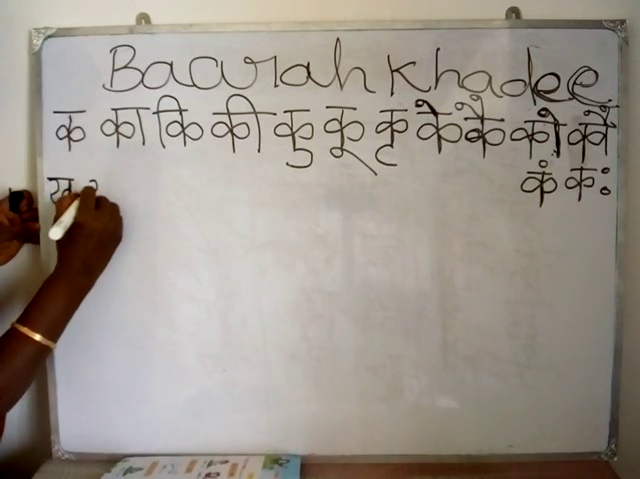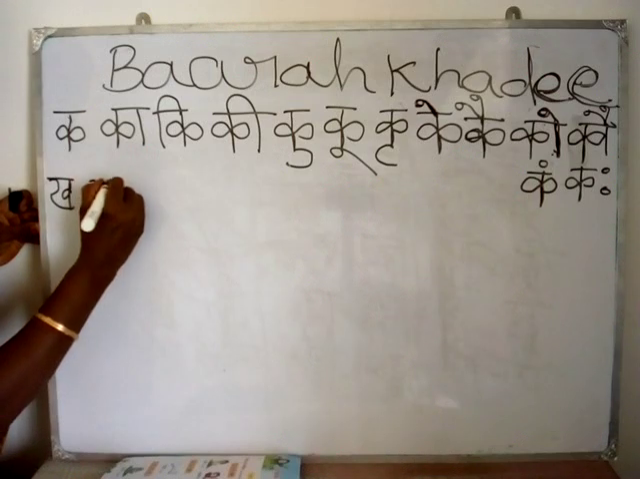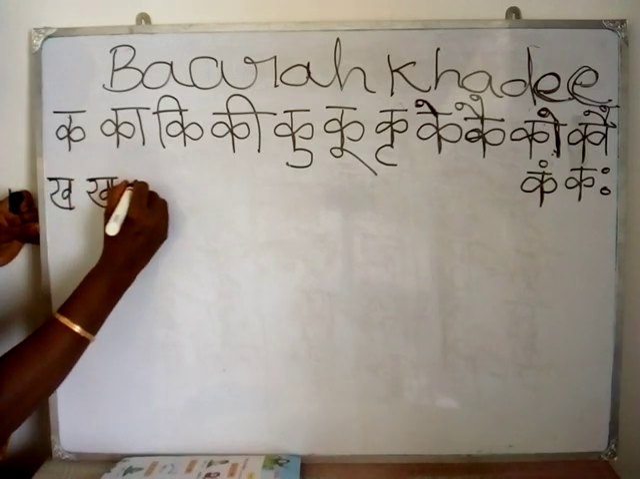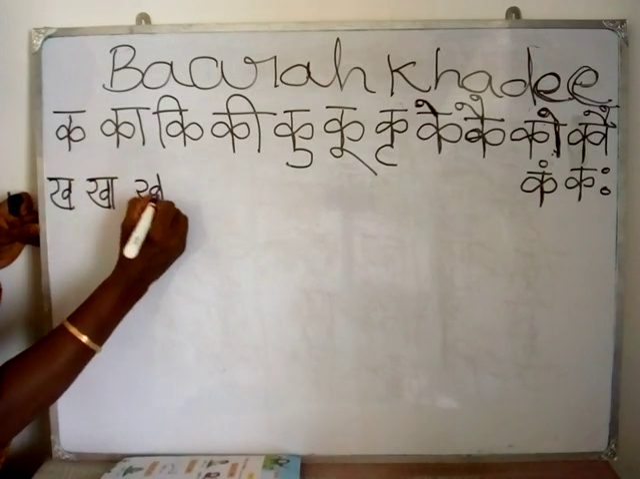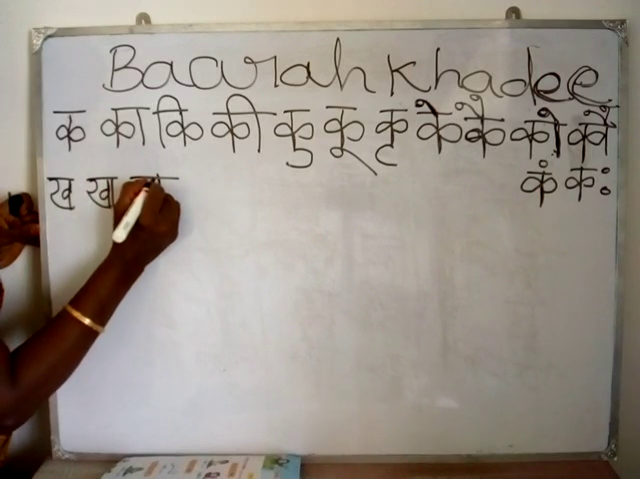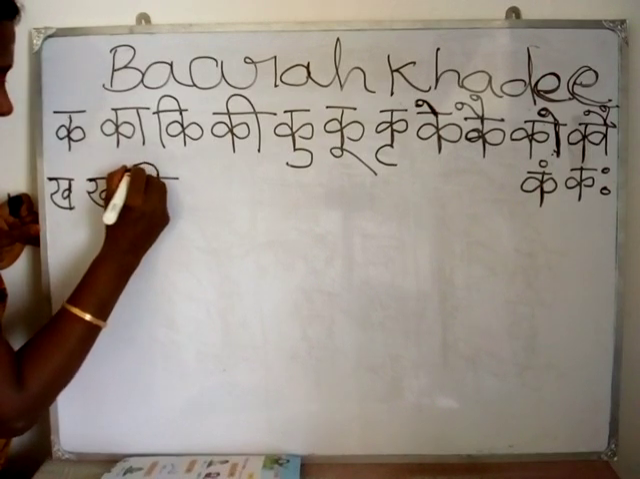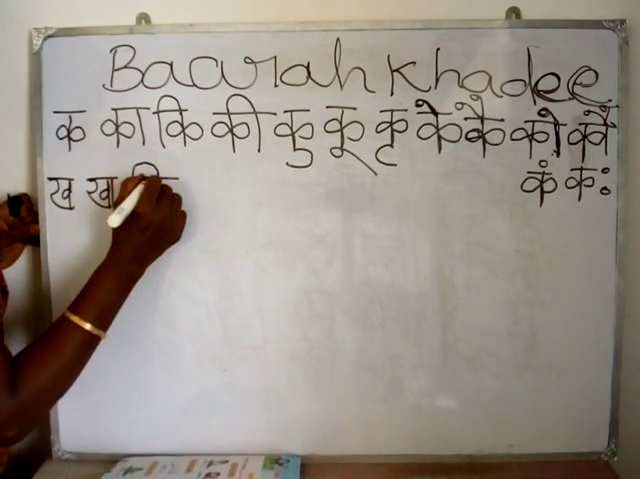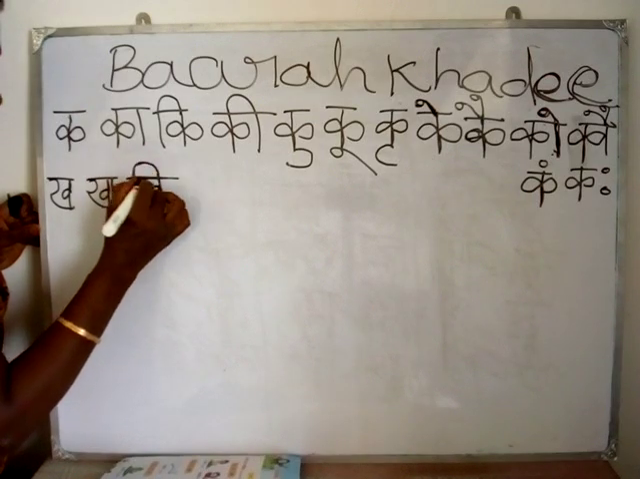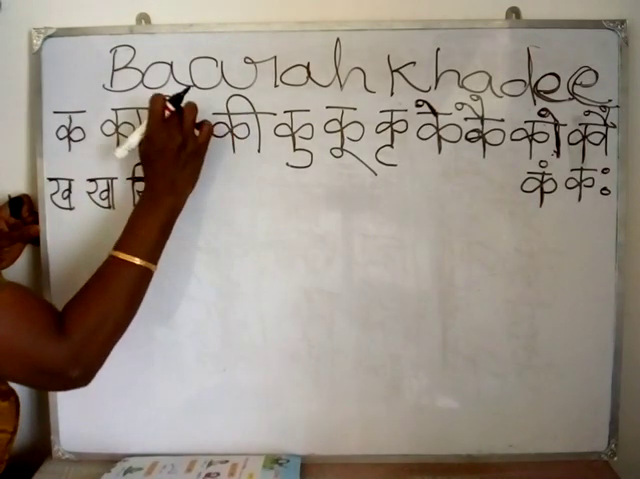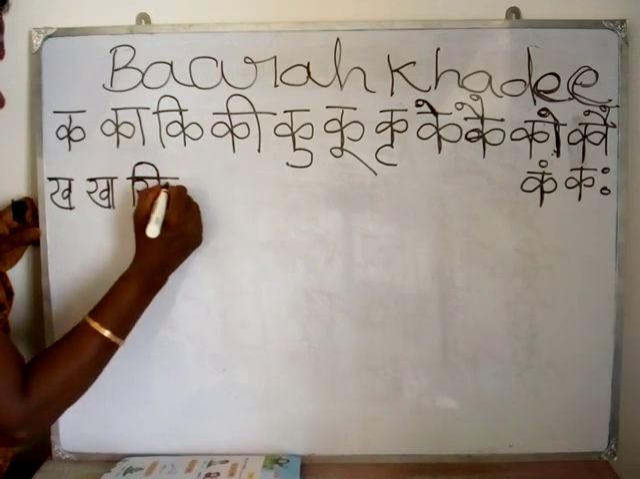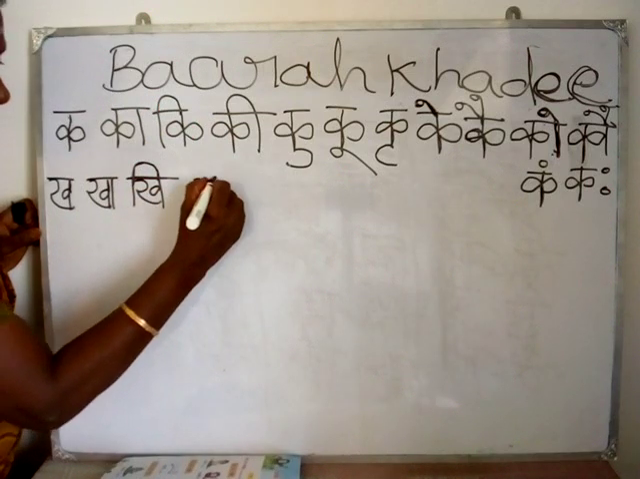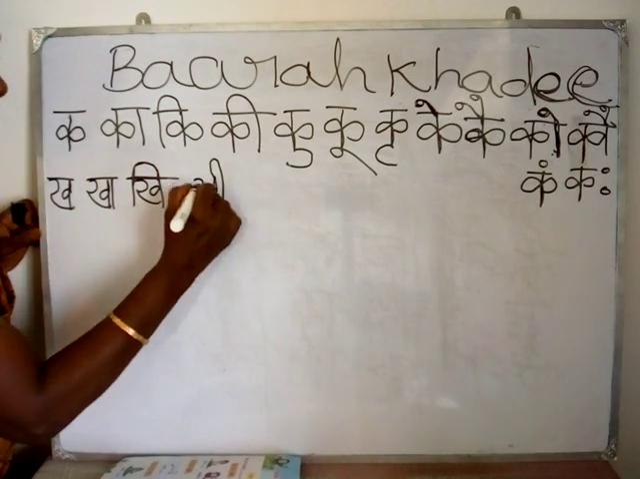Ka. Ka, one line, ka. Listen. Here too, you should start from here. Whatever you are writing, you have to start from the last letter, whether it is up or down. Ku, ki. Then ka, this is ki.